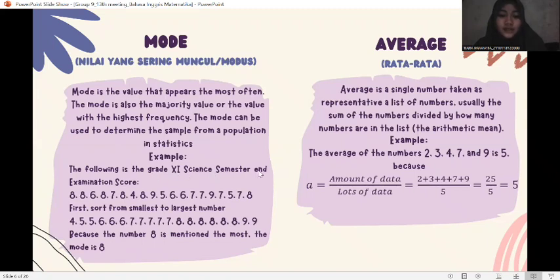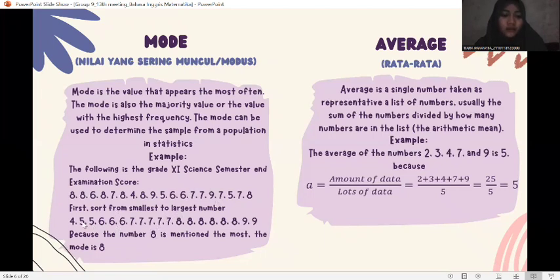11 science semester examination scores: 8, 8, 6, 8, 7, 8, 4, 8, 9, 5, 6, 6, 7, 7, 9, 7, 5, 7, 8. First, sort from smallest to largest number. 4, 5. We can sort from smallest to largest number from here.